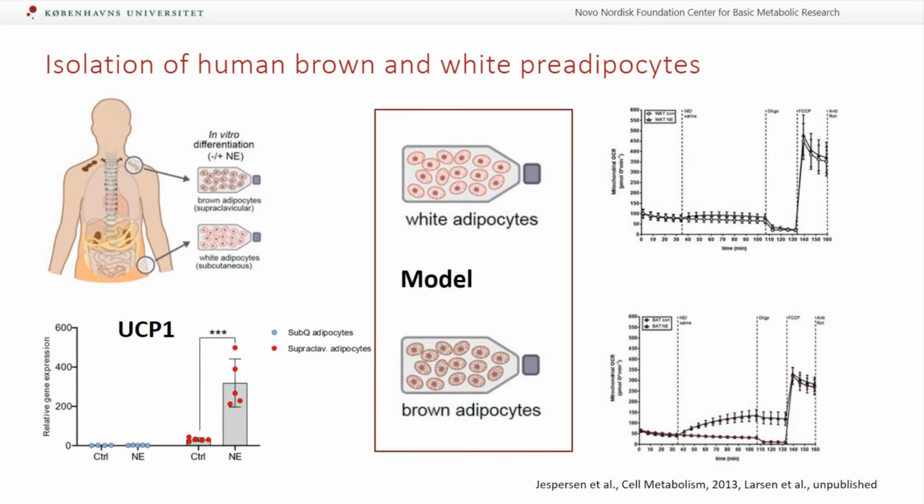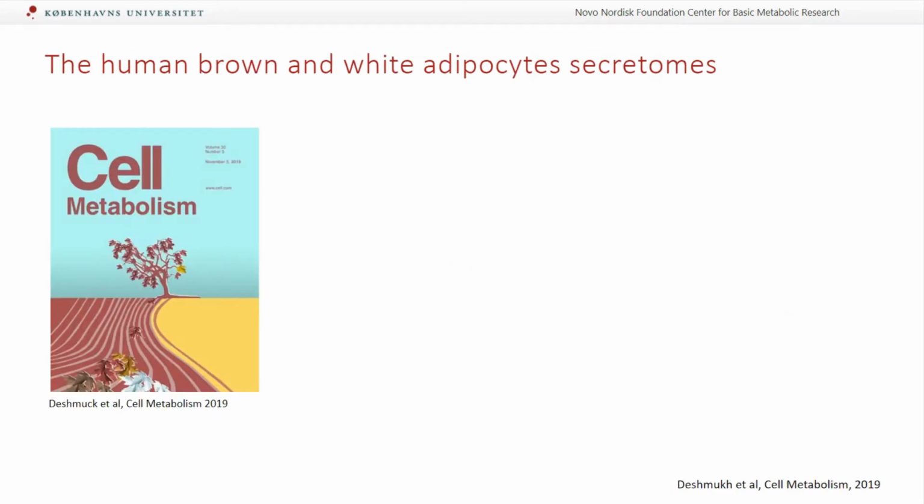And this is a model that we use for several different applications. And one of the studies that we did and published last year was the secretomes of human brown and white adipocytes. And here we were so lucky and happy to have the front page of Cell Metabolism, and the leaves that you can see here represent the secretomes.